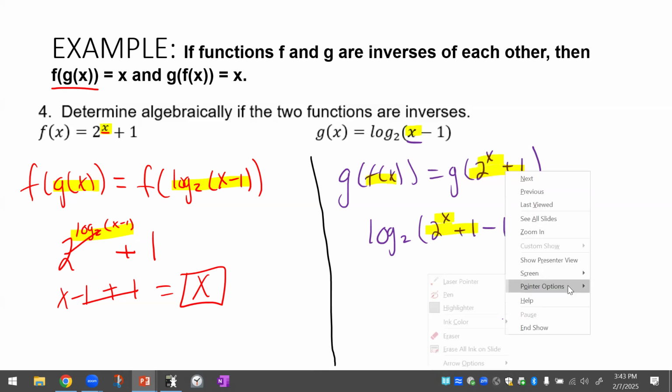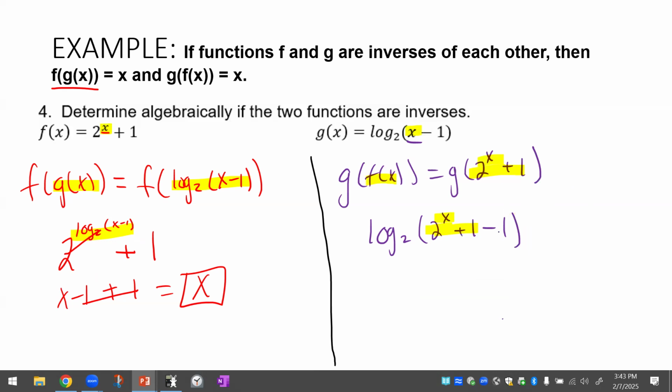Okay. And what happens here? Those cancel out, and we're left with log base 2 of 2 to the x. And what happens when you have a log and an exponent of the same base? They cancel each other out, and we're just left with x.